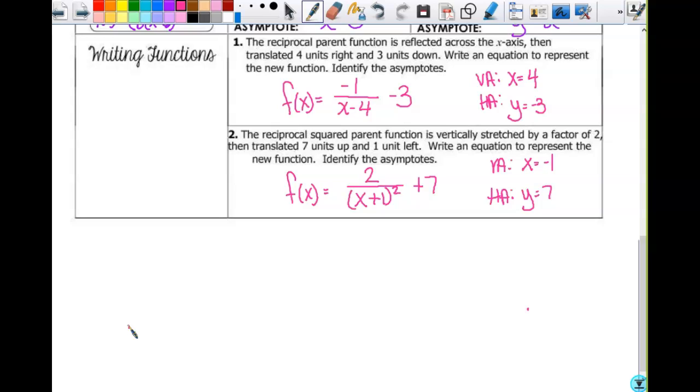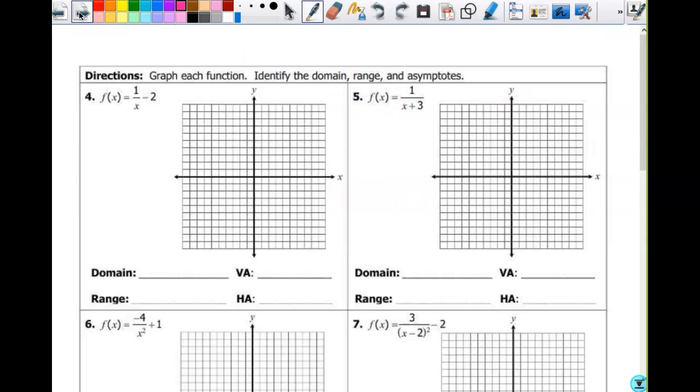Any questions? Do we agree? Did I give you enough time? Are we good? Awesome. All right, so let's graph a couple. We're not going to do all of these. Let's look at number 4.